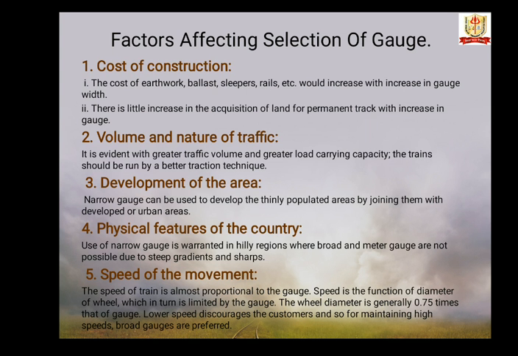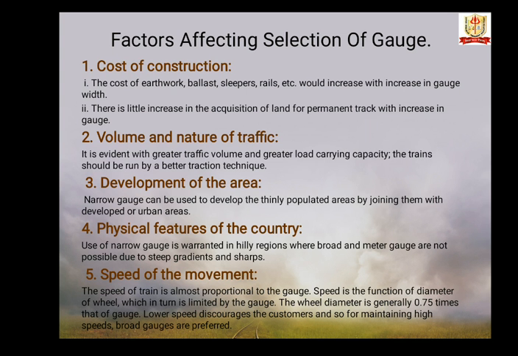Next is volume and nature of traffic. It is evident that with greater traffic volume and greater load carrying capacity, the trains should be run by better traction techniques. Next is development of area. Narrow gauge can be used to develop thinly populated areas by joining them with populated or developed urban areas. Physical features of the country: use of narrow gauge is warranted in a hilly region where broad and meter gauge are not possible due to the steep gradient and sharpness of curves.